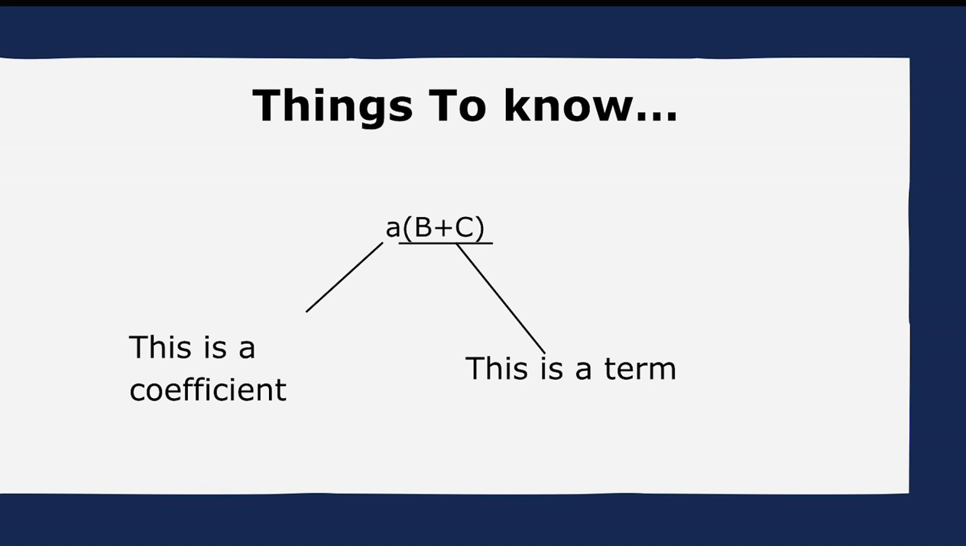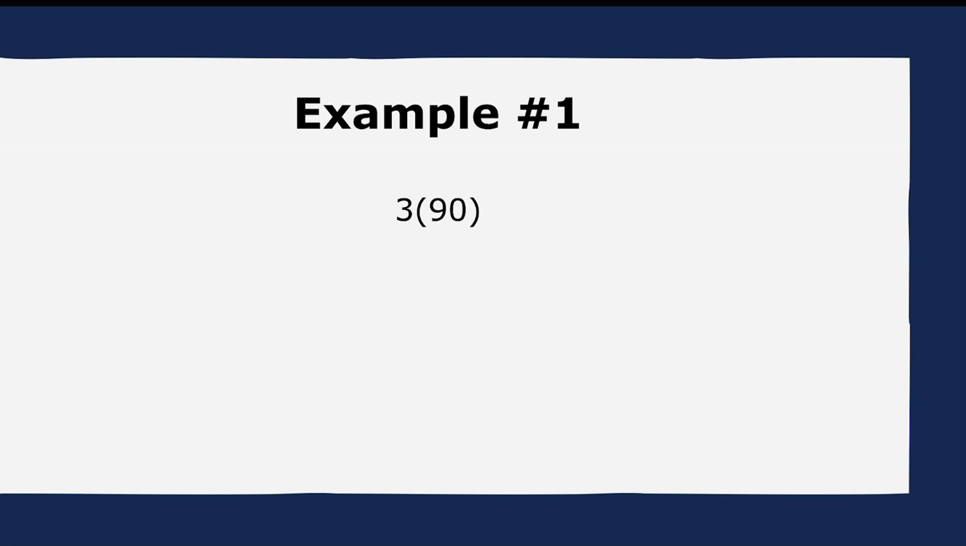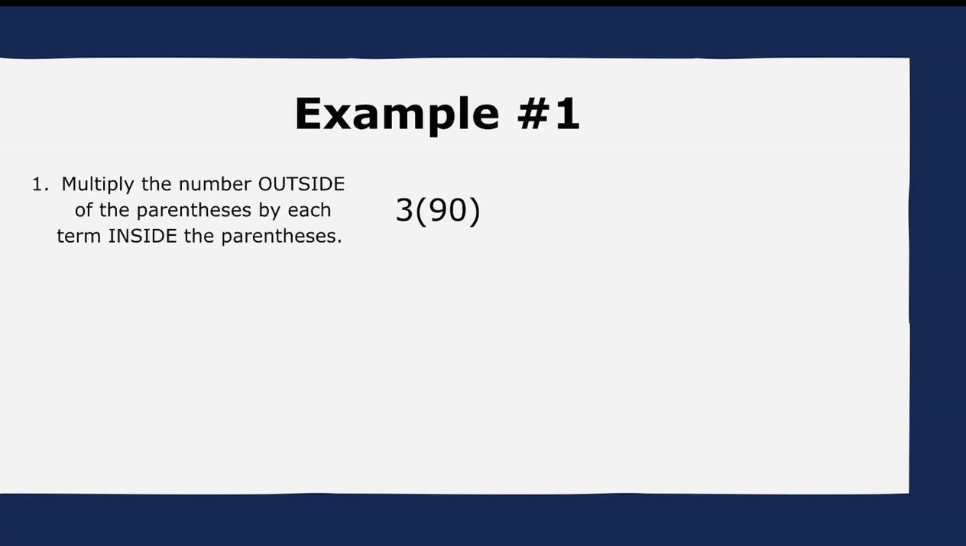Alright, some things to know. A is our coefficient. B and C, those are our terms. Alright, so example 1. We're going to start off really easy, short, and simple. So we've got to follow our first step. That is multiplying the number outside the parentheses by each term inside the parentheses. So what does that mean exactly? The number outside of our parentheses, that's our coefficient. The number inside the parentheses is our term. We're going to multiply these together to get our answer.